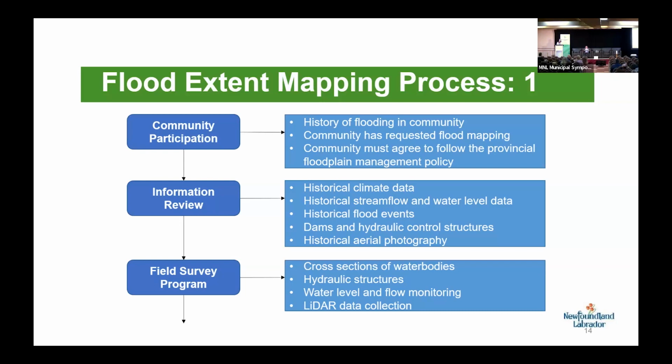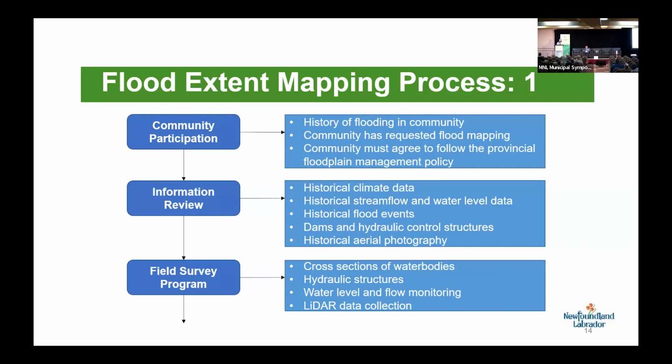The community then provides input in terms of if there's any history of flooding in that particular community. So that lets us know what water bodies we need to look at for mapping. We do a review of all the information. So is there any stream flow data, or are there dams in the watershed? Is there any historical photography of dams and the extent of prior flooding?